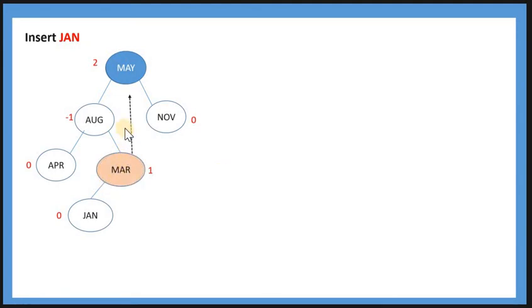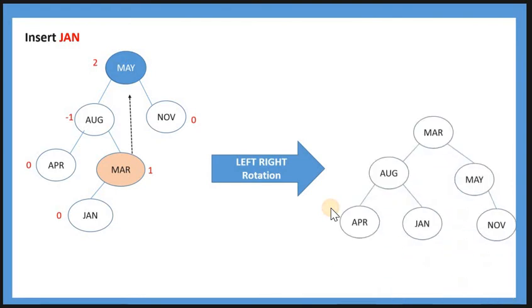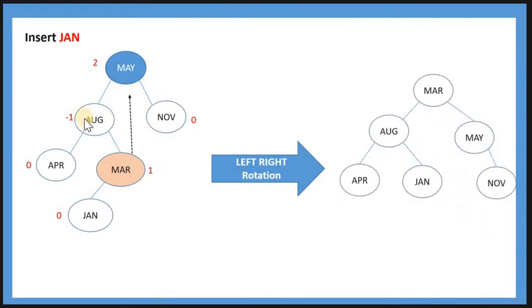So in short, you have to bring this March up with May and shift it to the right side. So left-right rotation. So March, you are coming here. August goes down. Okay, and then you have to go for right. So it is March, August, April, Jan, May and November. First you go for the left rotation and then followed by the right rotation. So you will come up with this as a tree.